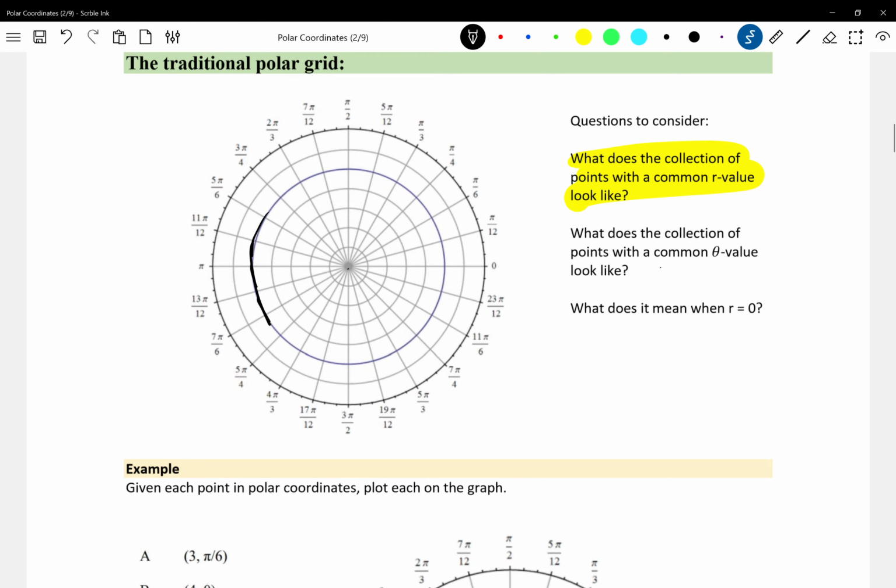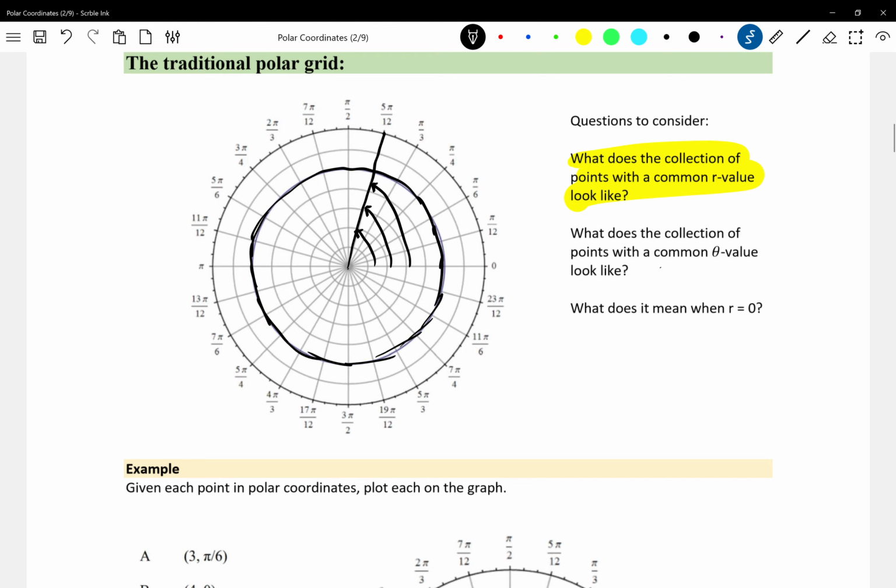This one here represents all the points that are 5 units away from the origin. And remember, that's what r is: distance from the origin. And notice that these lines here, I was going to draw a random one, that line corresponds to the angle 5 pi over 12. So no matter where I am on that line, no matter what value of r I am, I'm always inclining 5 pi over 12 from the positive x-axis.